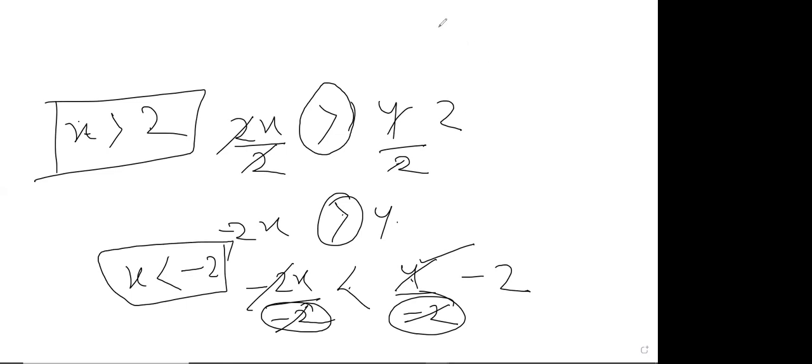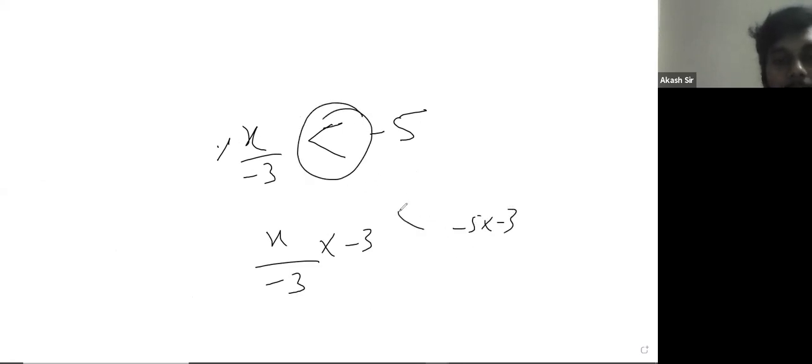The same happens when you multiply by a negative number. If you multiply minus 3 on both sides, this sign will change. It will become like this.